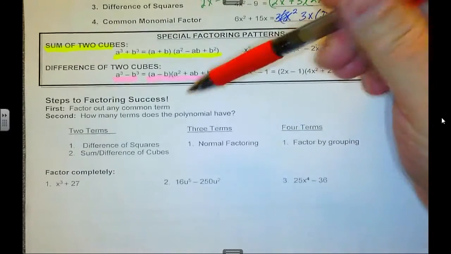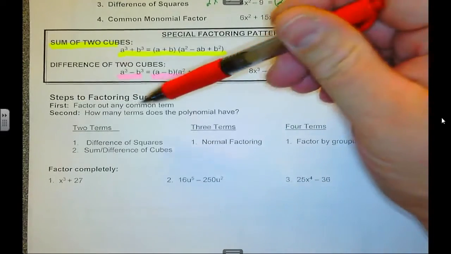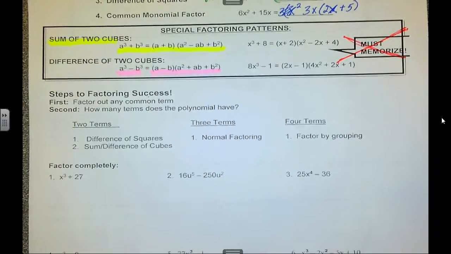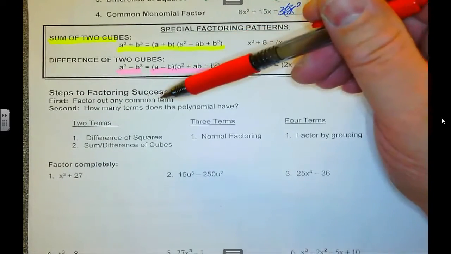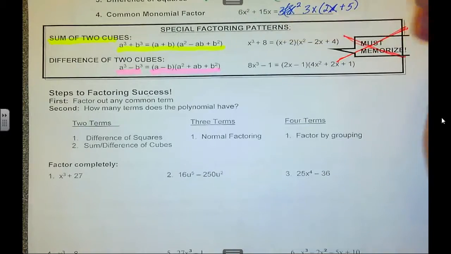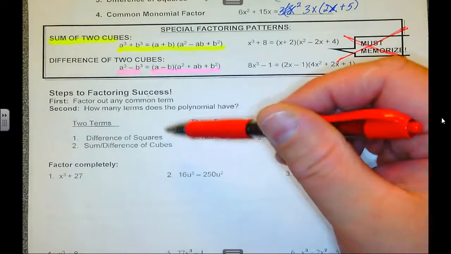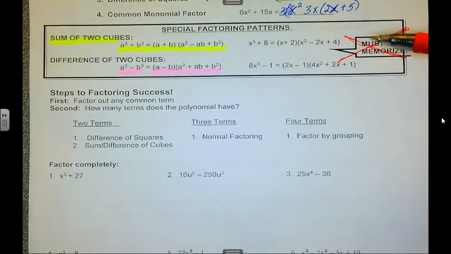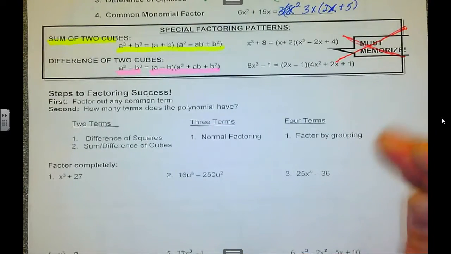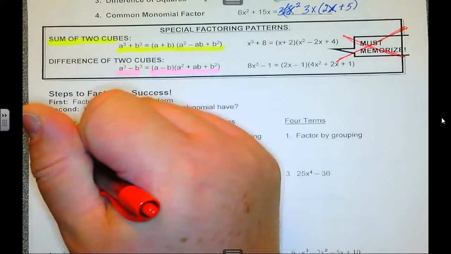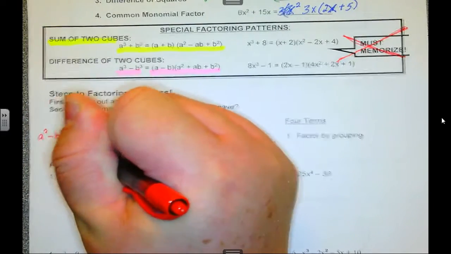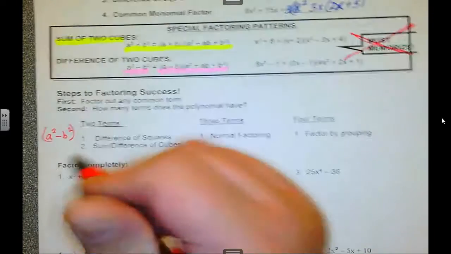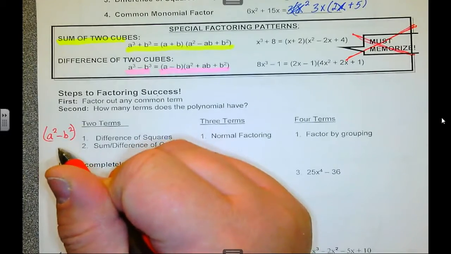All right. Steps for factoring success. Factor out any common terms, which you know about already. Second, how many terms does the polynomial have? If it has 2 terms, look for the difference of squares or the sum and difference of cubes. So now you've got a couple to look for. A squared minus B squared is the difference of squares. That's it.